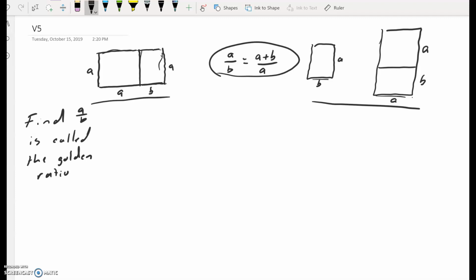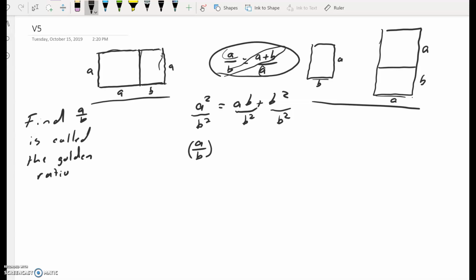So we can cross multiply. A times a is a squared. And we can cross multiply here and we'll get equals ab plus b squared. We're trying to solve for a over b. There's many ways to do that, but one kind of clever way is to divide both sides of the equation by b squared. Since b is not going to be 0, we can do that.